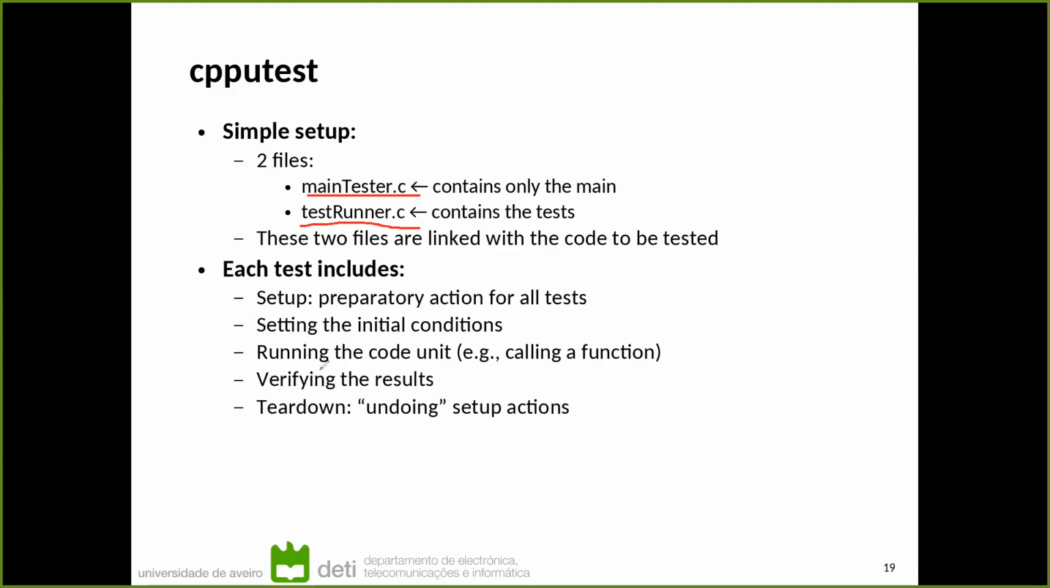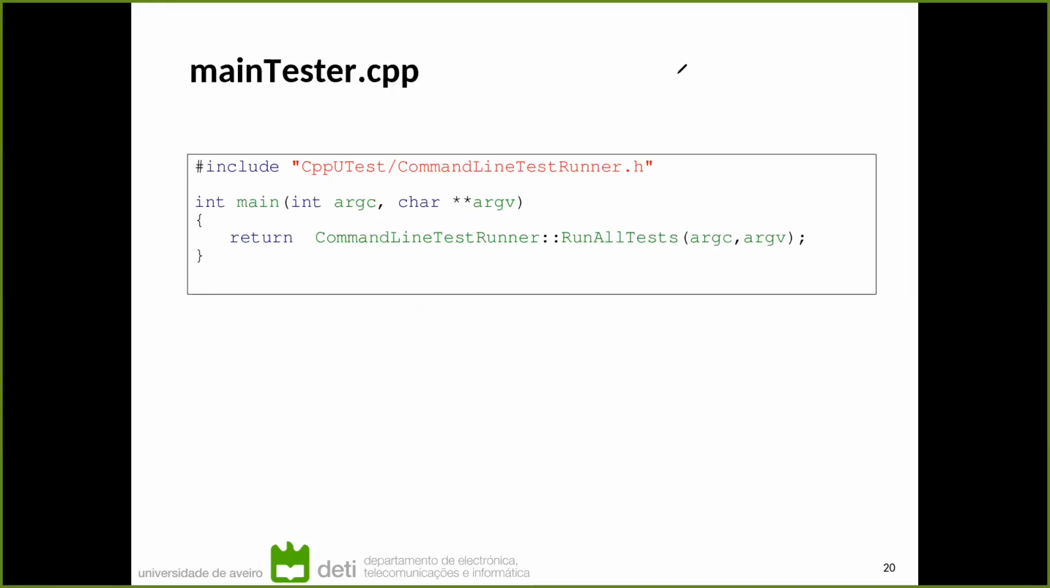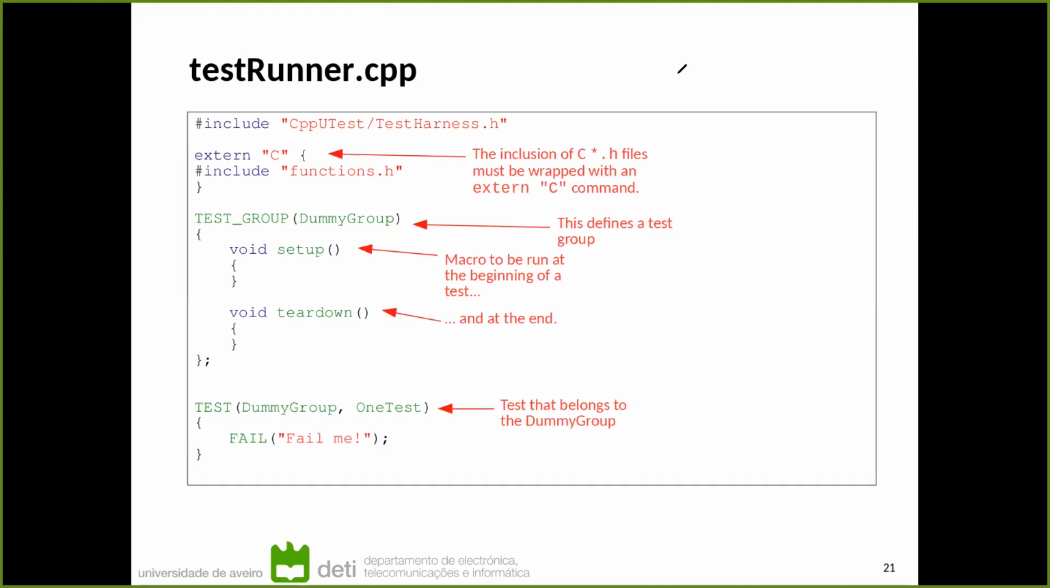And CppUTest also adds two more things. I can have a setup phase, which is some actions that I need to do in the beginning of the tests. And I have the teardown, which is the undoing of the setup. And so this is the main tester.cpp. It's only these 5 lines, an include and the main with just one call, as simple as this. And I have here the example of a test runner file with the tests.